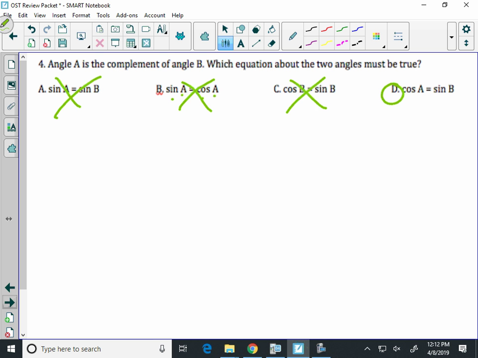Okay? Questions over there. Also, make up numbers. Make up angle numbers. I'm going to say A is 30 degrees, and B is 60 degrees. Pick two angles that add to 90 degrees. Plug it in your calculator and see which one makes a true statement. Just make up numbers. Questions over that?